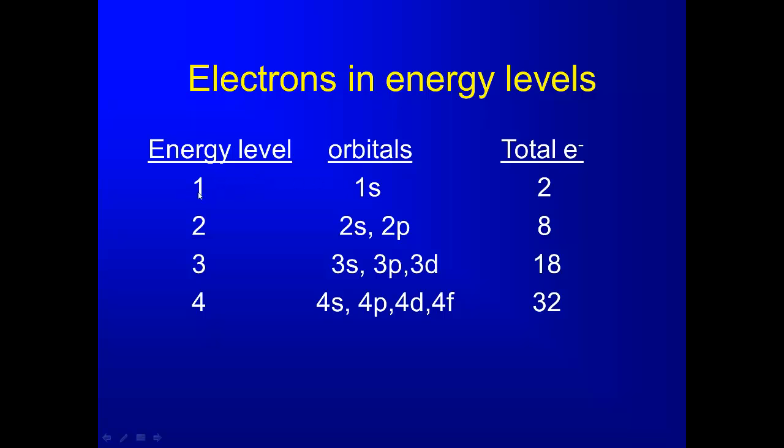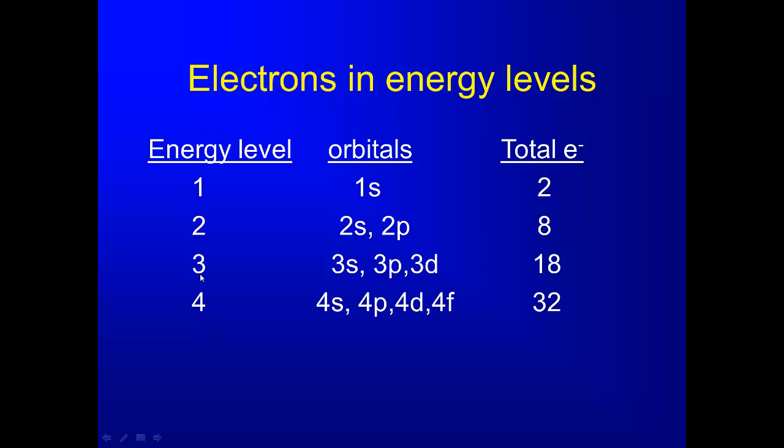At my first energy level, there's only a 1s orbital. So therefore, at my first energy level, there's only 2 electrons. Again, similar to the Bohr model, we're just being more specific. At the second energy level, there's another s, but now I'm adding a p. So 2 plus 6, it can hold 8 electrons.